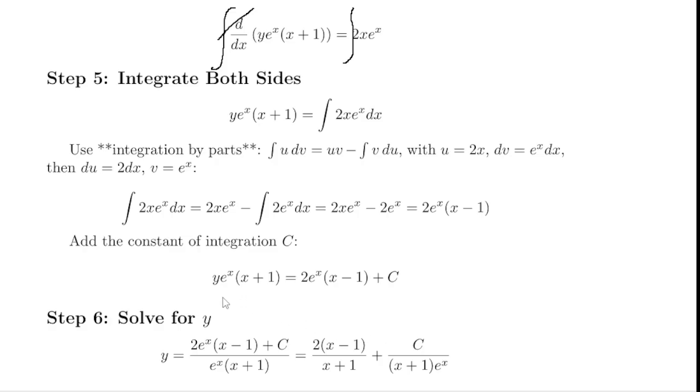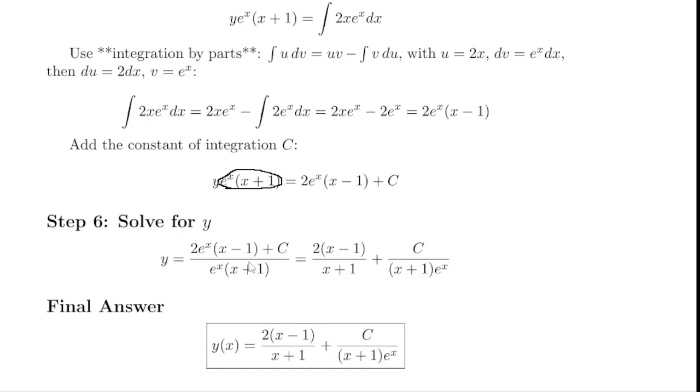And so now I can divide both sides by e to the x times x plus 1. And so we can simplify this, break it up into two fractions, and get y of x equals 2 times the quantity x minus 1 over x plus 1 plus a constant c over x plus 1 times e to the x. And that's our final answer.